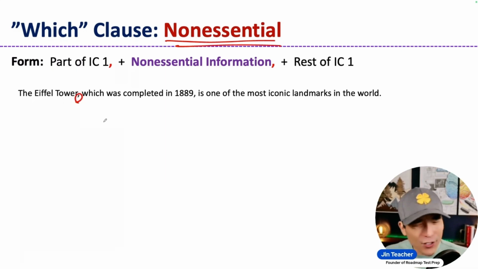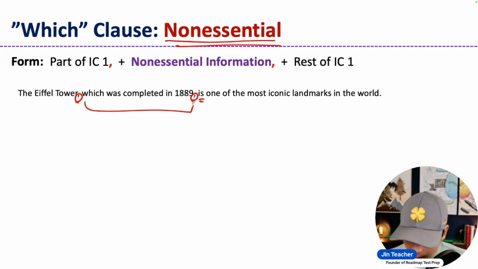Okay, so if you just read it, you can kind of tell when the dependent clause ends. You'll be able to tell when this which clause finishes, because it usually finishes right before the verb. And if you say, which was completed in 1889 is, oh, that's my verb of the sentence. So it's going to end right over here, which means you have this comma here. So that'll be your which clause here. So this is just non-essential information.